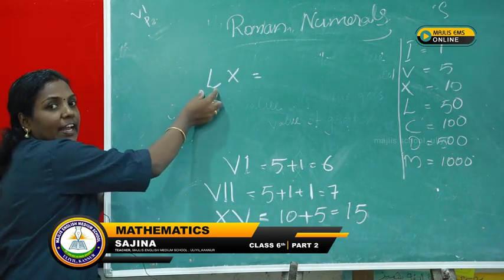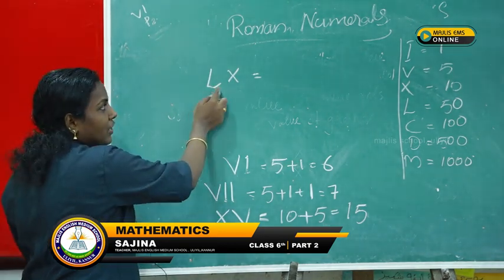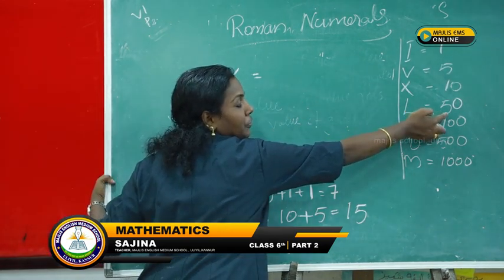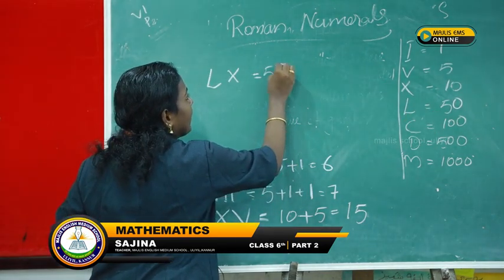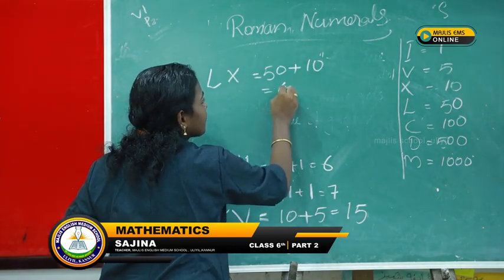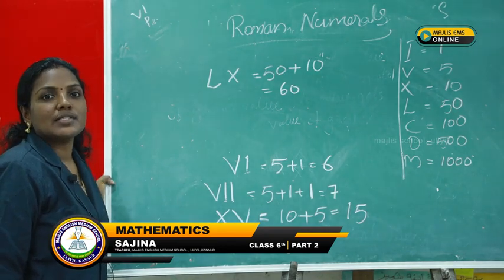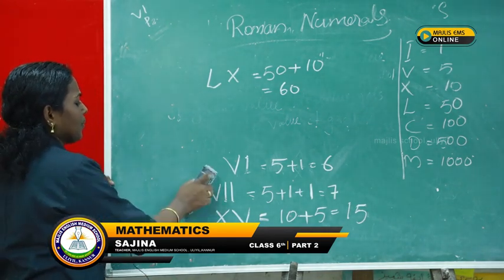Okay. Next, what is the value of this? Here which is the greatest value? Yes, L is the greatest value. L is equal to 50. 50 plus what is X? X is equal to 10. Therefore, the value of this is equal to 60. LX equals 60.